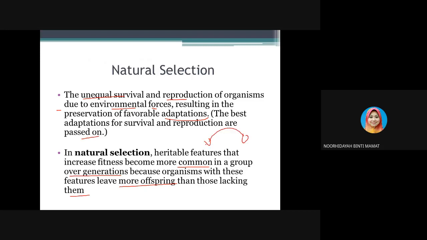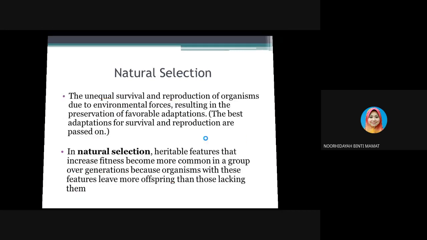Okay, because these generations carry the features of the gene variants, it can increase their fitness. Okay, it can leave more offspring. For example, in reproductive success, it can leave more offspring than those who lack these features. Okay, so this is natural selection.